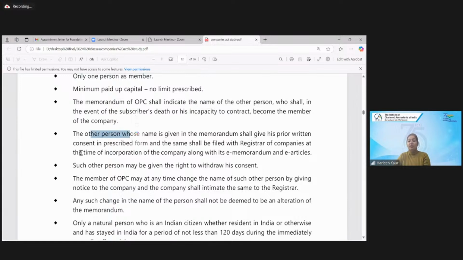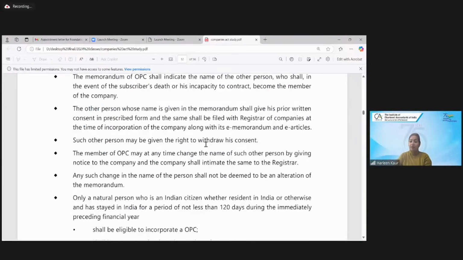Other person, nominee, has to file his written consent. He can withdraw his consent. If I'm changing from Mr. B to Mr. C, I need to give the notice to the company and intimate the registrar also. And does it require the alteration in the memorandum? If I've changed the nominee from Mr. B to Mr. C, do I need to alter my memorandum of association?